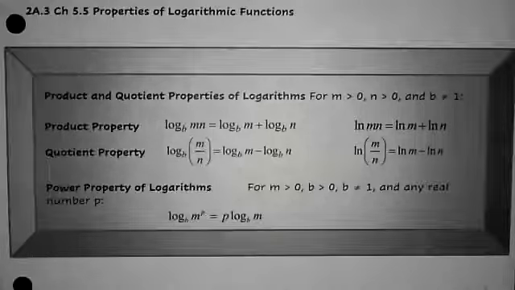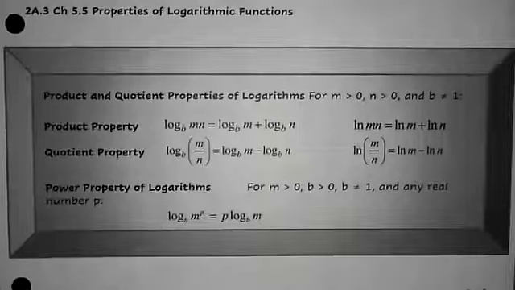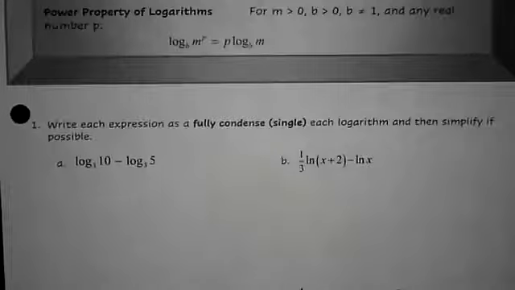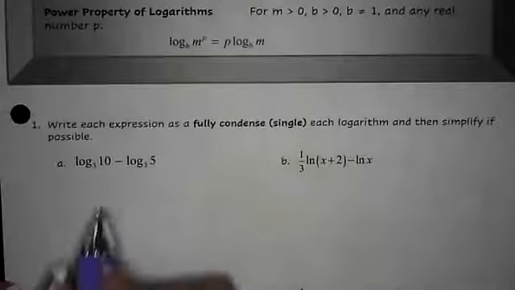You can use these properties again to expand or condense. So we're going to practice doing that. On this first part, it says to write each expression as a fully condensed single logarithm for each one. So on our first one here, we have log base 3 of 10 minus log base 3 of 5. We want to take that to a single logarithm.